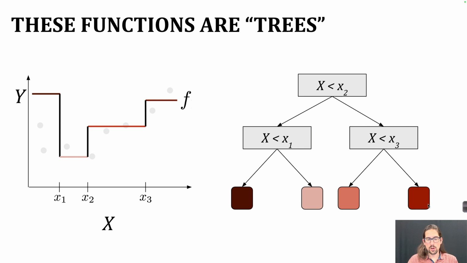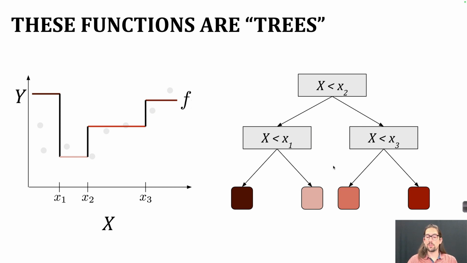So here I'm drawing it like this. Let's say it's bigger than x2, so it's going to go into this bucket. And here, if it's less than x3, I'm going into this bucket. And so this is the value that I'm predicting. Here the colors represent the value of the output of the function. The darker colors are higher values, and the lighter colors are lower values.